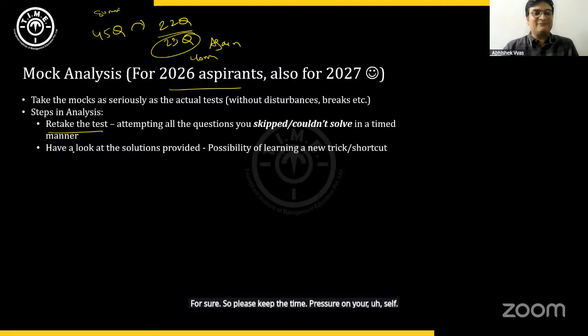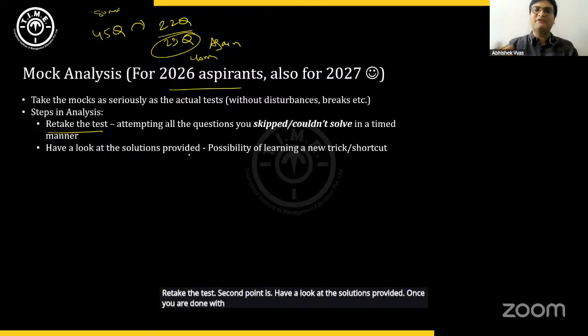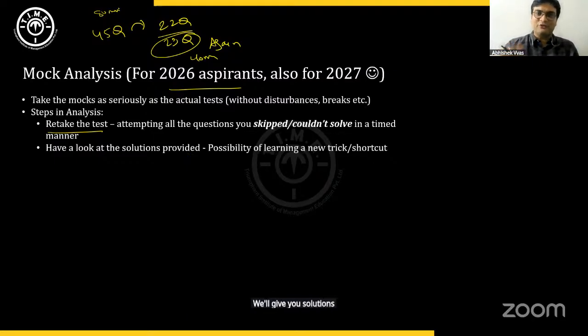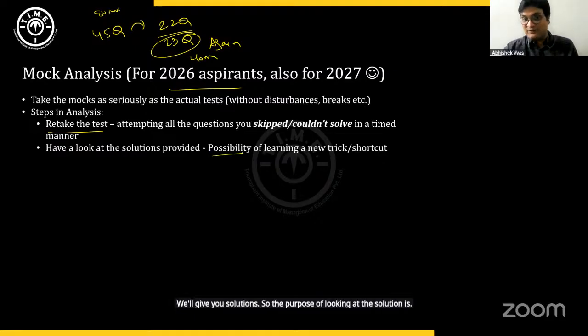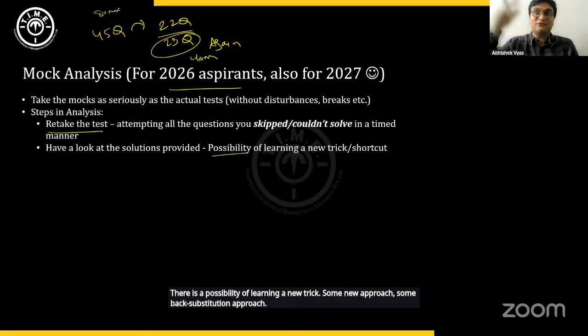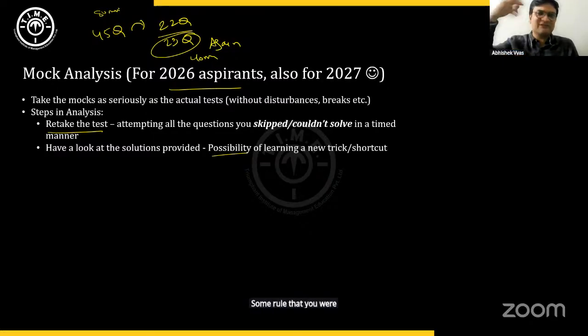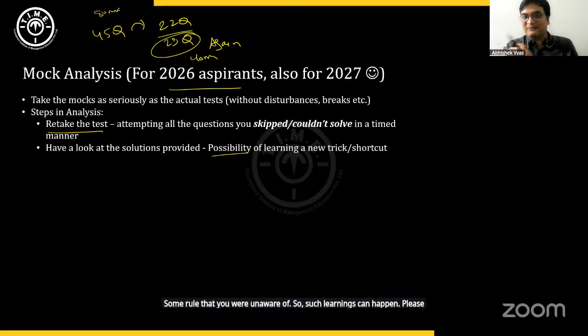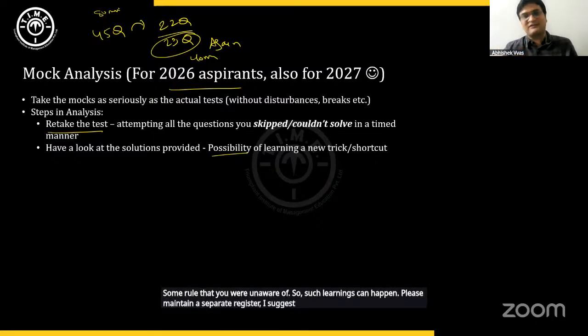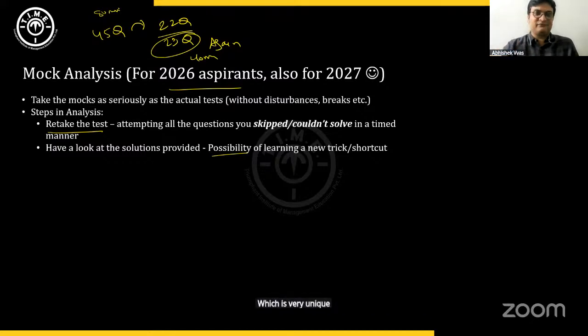Retake the test. Second point is, have a look at the solutions provided. Once you are done with the test, we'll give you solutions. The purpose of looking at the solution is, there is a possibility of learning a new trick, some new approach, some back substitution approach, some rule that you were unaware of. So such learnings can happen. Please maintain a separate register, I suggest, for all such new learnings, some new trick, new formula, which is very unique, which will help you save a lot of time.